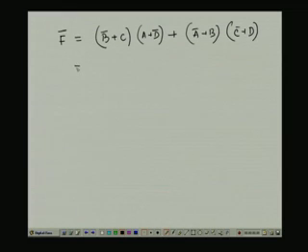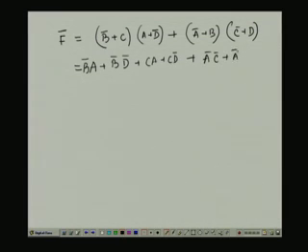Now, if we apply the distributive law, then this becomes B bar A plus B bar D bar plus C A plus C D bar. Similarly, this becomes A bar C bar plus A bar D plus B C bar plus B D.